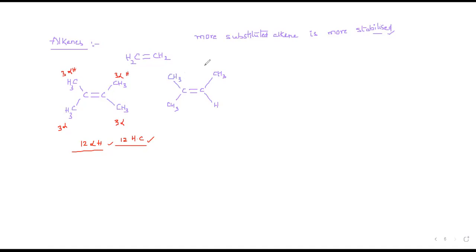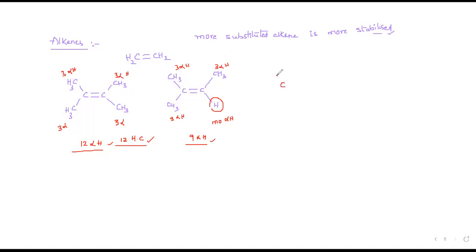Now if you check this one, this has 3 alpha hydrogens, this also has 3 alpha hydrogens, this also has 3 alpha hydrogens, and this does not have alpha hydrogen. Totally it will have 9 alpha hydrogens, right? Means 9 hyperconjugative structures. This is less stable. See, this is only trisubstituted, this is tetrasubstituted. More substituted is more stabilized because 12 hyperconjugative structures are observed here.